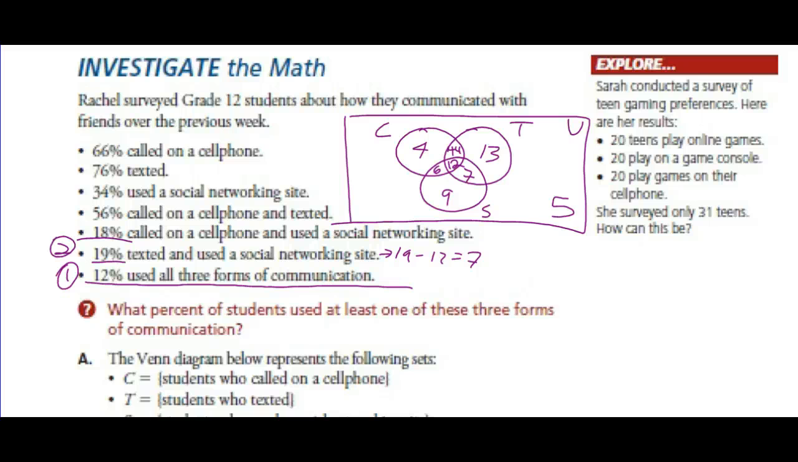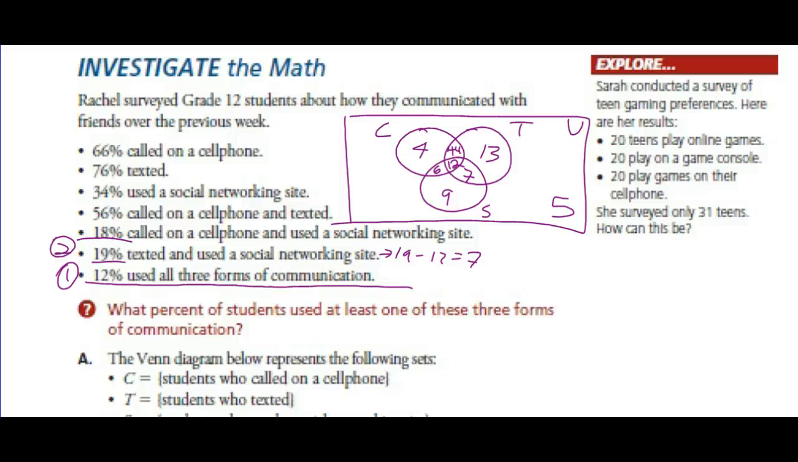So that's how this is filled in, right? If we look at this, the 4 is only the cell phone and none of the others. The 13 is only texted. It did nothing else, right? So if it said 13 texted and did nothing else, then you know the 13 goes in this area, right? There's no overlap between that. It's just this. 9 only used social networking and none of the others.